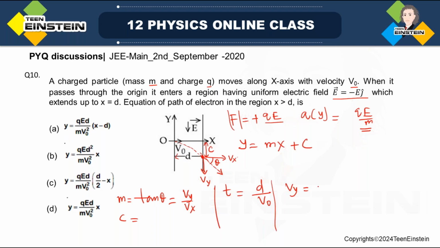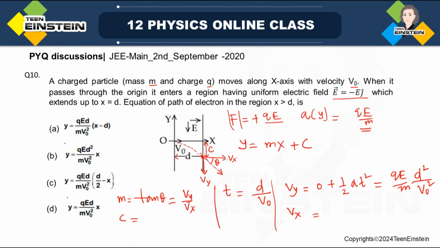Vy, I'll just calculate the magnitude itself. So initially, vy I can find out: initially along the vertical direction there was no velocity, so 0 plus half a t square. So what is a here? A is qE by m, and what is t? T is d by v naught, so d square by v naught square. So this is actually vy. So vy we have found out, vx as well.